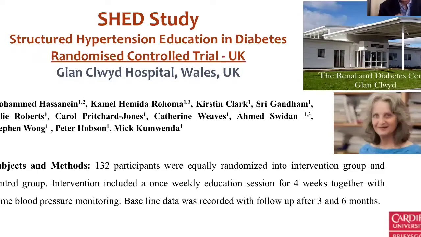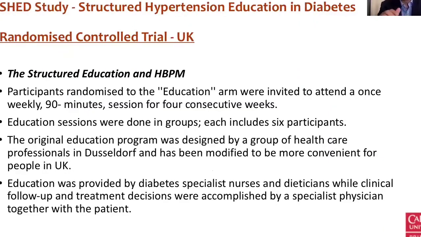In this randomized control trial, we included 132 participants who were randomized into either an intervention group or a control group. The plan was structured education with home blood pressure monitoring. The participants were invited to attend once weekly for a 90-minute session over 4 consecutive weeks. The sessions were done in groups. Each group would include 6 participants.